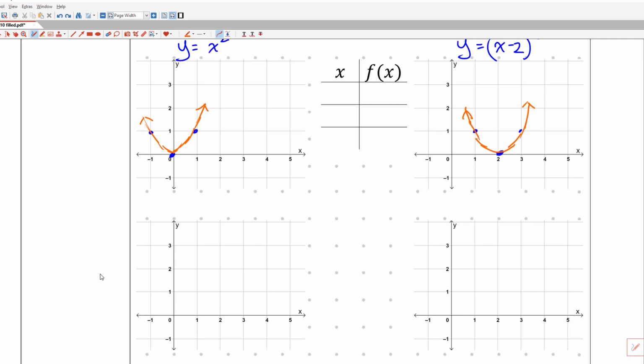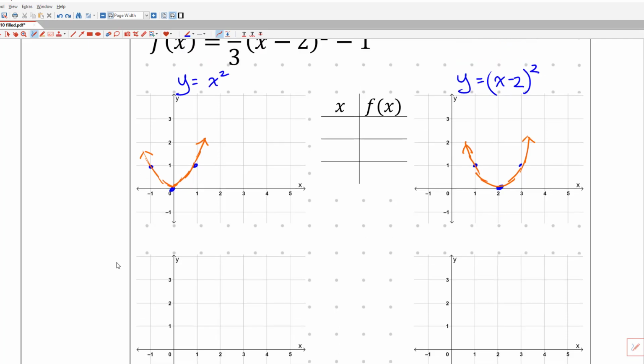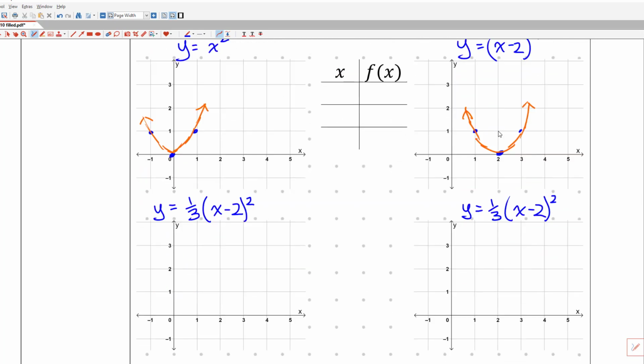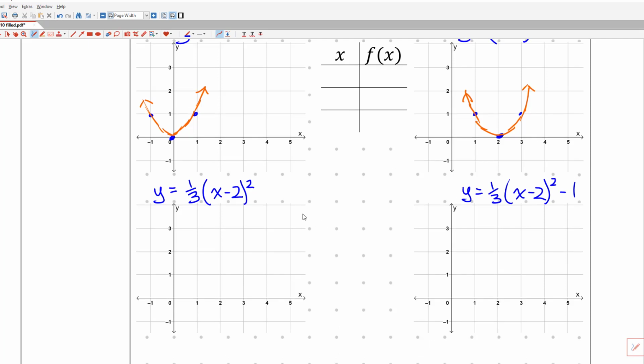Now let's do the next step down here, which is the 1/3, and that's the thing that's going to trip us up. So y is equal to 1/3 in parentheses x, what did I say, minus 2 quantity squared. And then I might as well do the last one. y is equal to 1/3 x minus 2 quantity squared, and what was it, like +1 or something? -1. Okay, so we have all 4 of our graphs. Let's go ahead and see what happens.